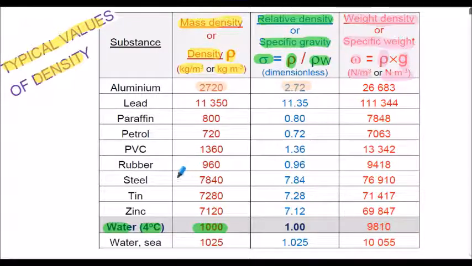So for example, the mass density of steel is 7,840 kilograms per meter cubed. Multiply that by 9.81, then the weight density is 76,910 newtons per meter cubed.